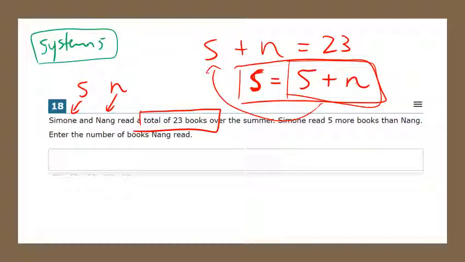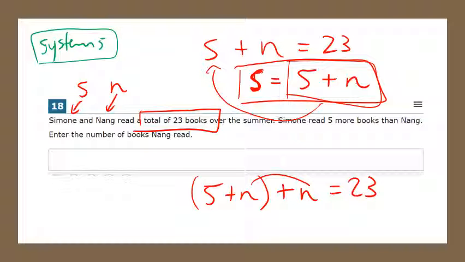So what I can do is I can take this entire piece and plug it in for S. So now once I do this, I get 5 plus N. Notice all I did was replace the S in the top equation with 5 plus N, plus that N is equal to 23. Now what I can do now is combine some terms. So I know that N plus N gives me 2N, so I get 5 plus 2N is equal to 23. And skipping a few steps here to solve for N, I subtract 5 from both sides and then I divide by 2. So 23 minus 5 gives me 18. So I get 2N is equal to 18.